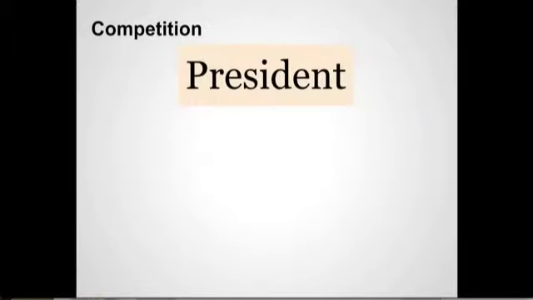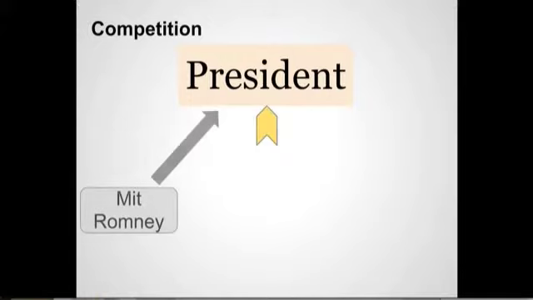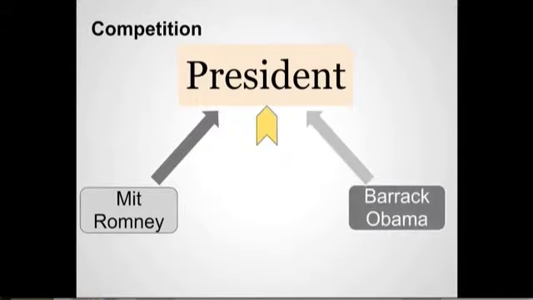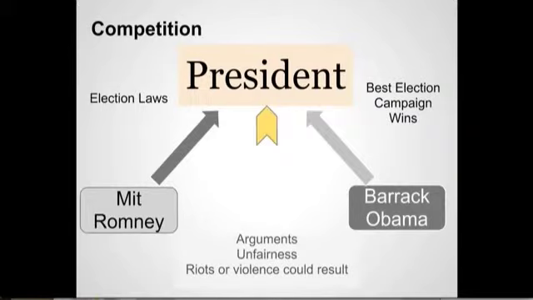So, competition. This year is a presidential race in the United States. So there are several people who want to be president. Already there are two candidates that will vie for November's election. So there's one goal and only one person can get it. Mitt Romney is one person going for the presidency. The other person is the current president, Barack Obama, also trying to achieve the presidency. So, as long as they obey the election laws, the best election campaign will win. Now, during this time, there might be arguments, there might be unfairness, and if election laws are broken, it could break down and lead to riots and violence.